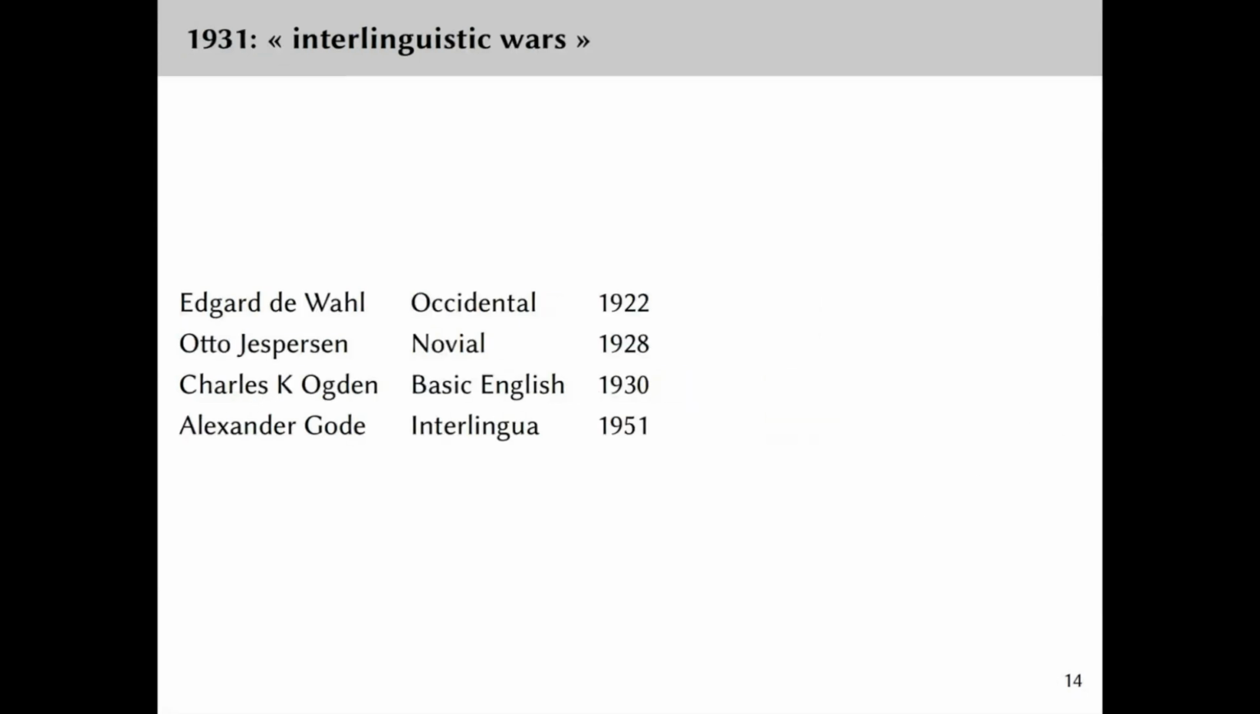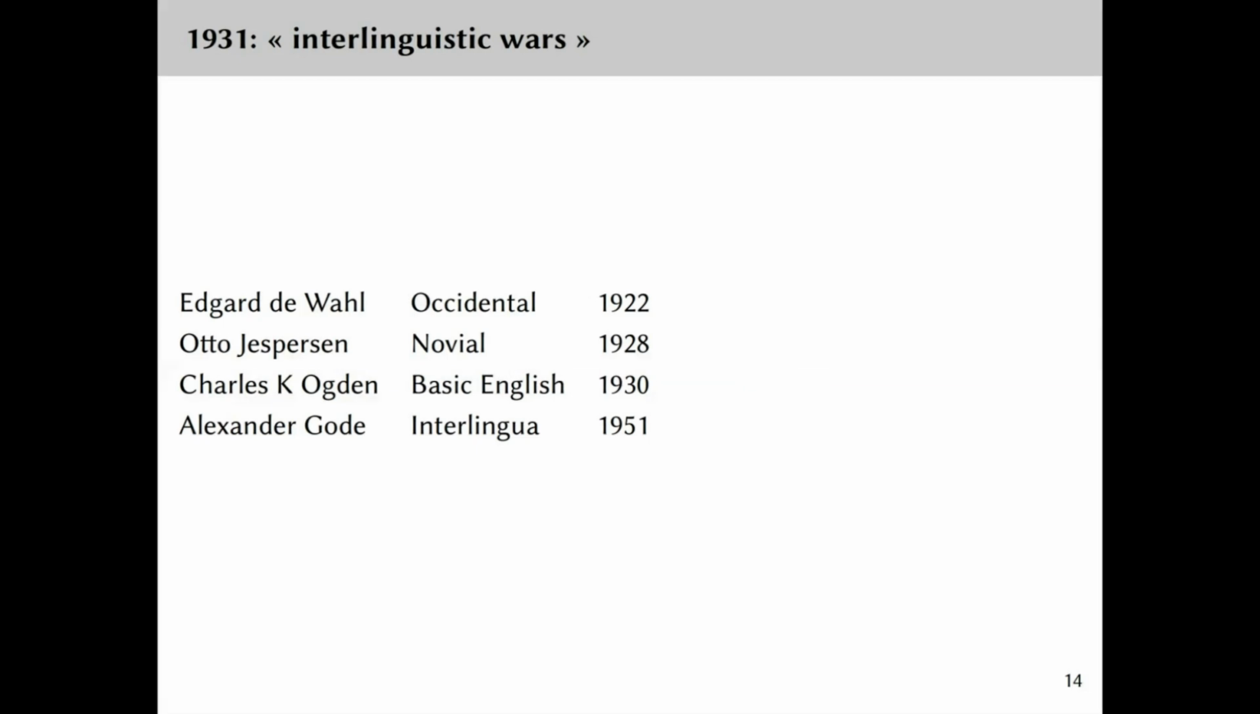And in fact, what was happening in these years after the First World War were the so-called interlinguistic wars. So a lot of debate about what is the best proposal. And we have Occidental by Edgar de Wahl. Jespersen himself proposed Novial. And then later came out Charles Ogden's Basic English. Charles Ogden is the founding father of semiotics. And then the very latest rival of Esperanto came just after the end of the Second World War in the US, mainly done by Alexander Gode, called Interlingua.